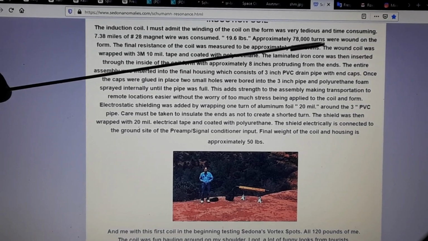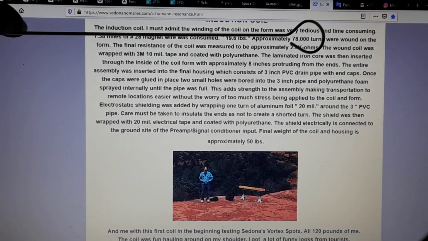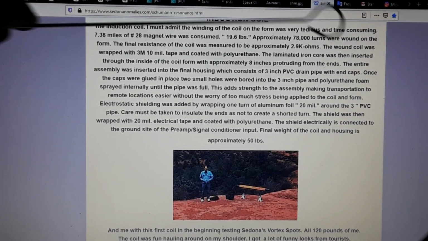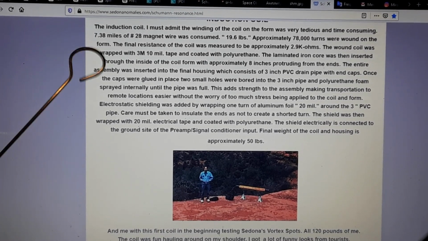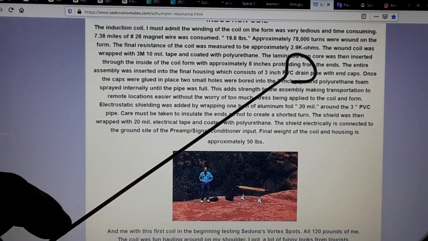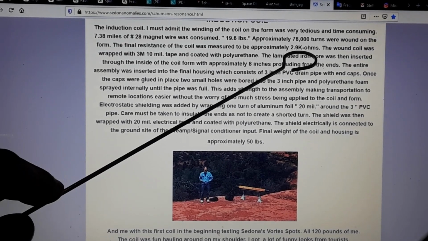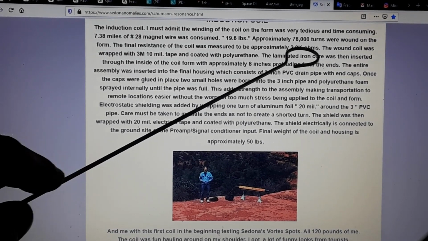Approximately 78,000 turns were wound on the form. The final resistance of the coil was measured to be approximately 2.9 kilo ohms. This is the impedance of the coil itself. K is kilo ohms.